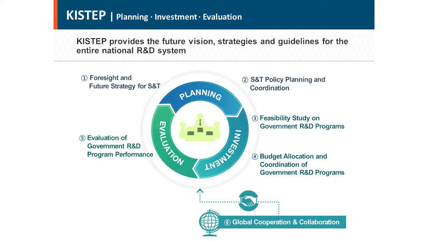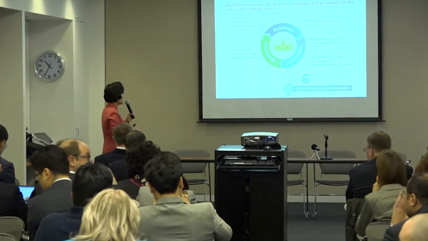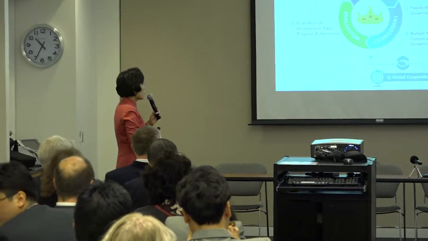The main functions of KISTEP can be categorized as planning, investment, and evaluation, called PIE. For planning, KISTEP does foresight and future strategies for S&T, and also provides policy planning and coordination for the government. We also provide feasibility studies on new large-size government R&D programs exceeding $50 million, and we do proportional support for budget allocation and coordination of government R&D programs. Finally, we evaluate all government R&D program performances. Also, we do much work on global cooperation and collaboration.